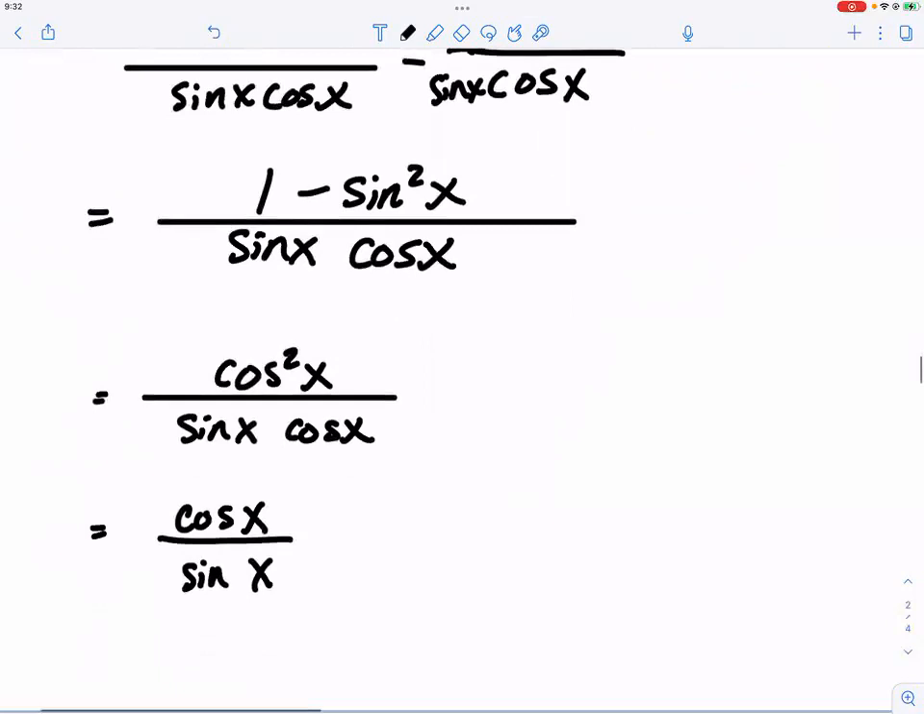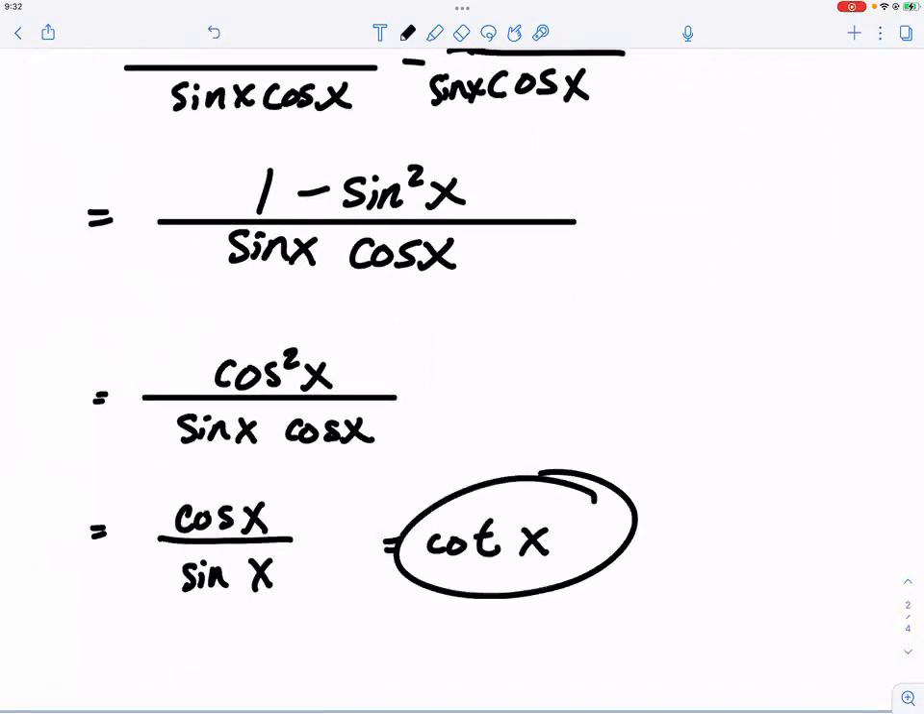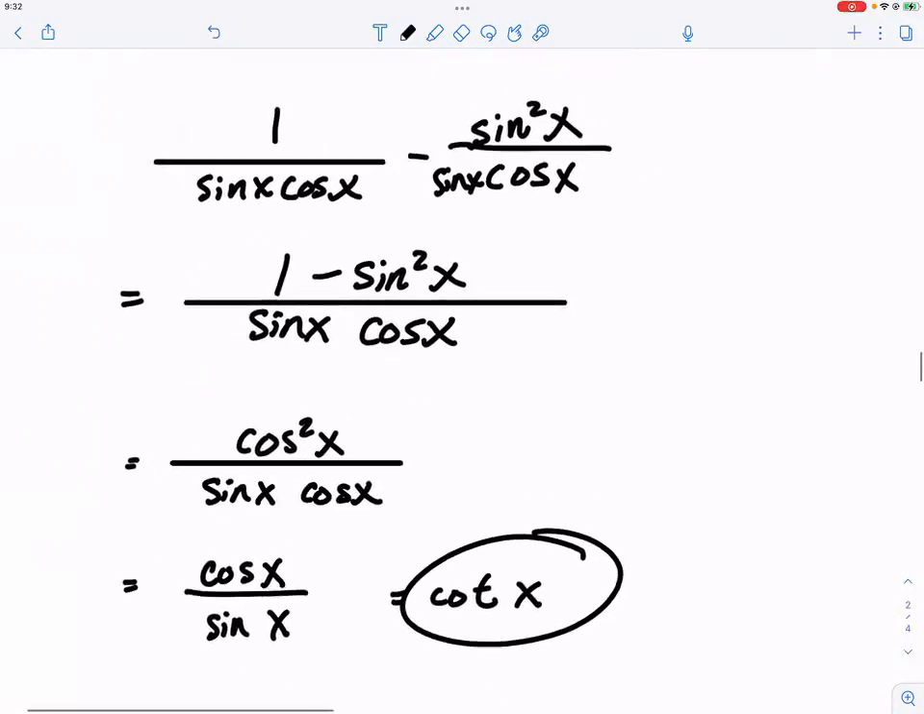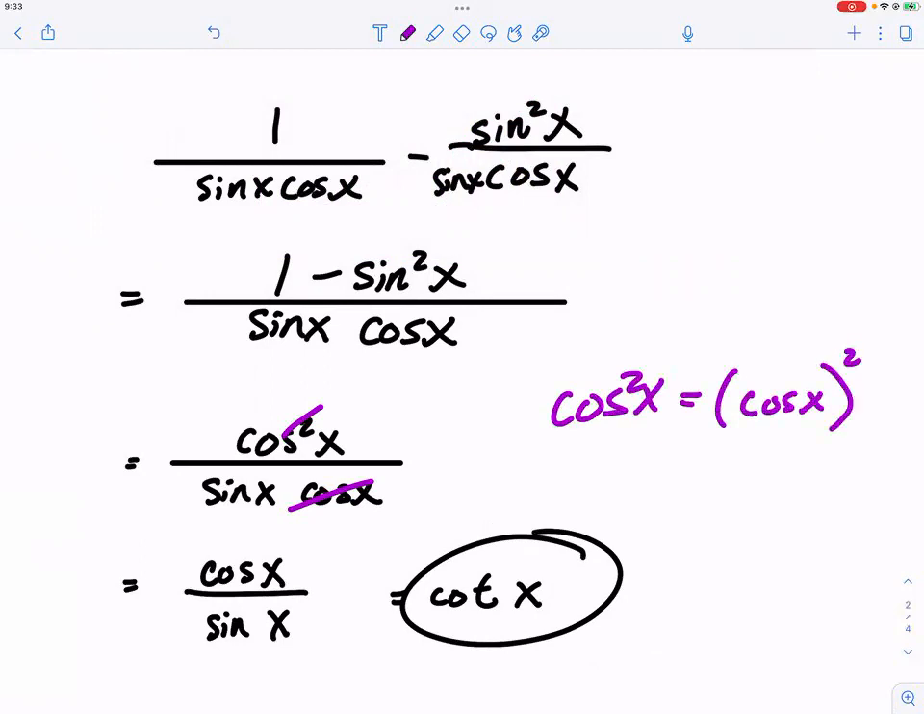And this is probably the most challenging part of this topic. Simplifying. Cosine squared x means cosine x, the whole thing being squared. In case you don't know, most people may not know, so make sure you know that. That's how the cosine x got canceled out.